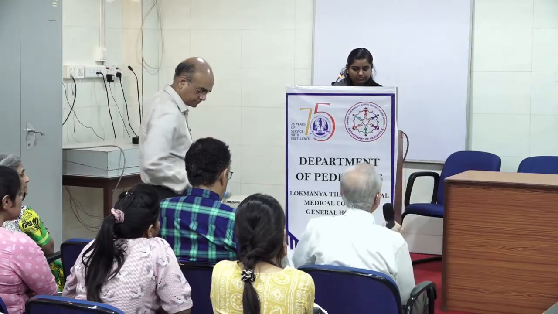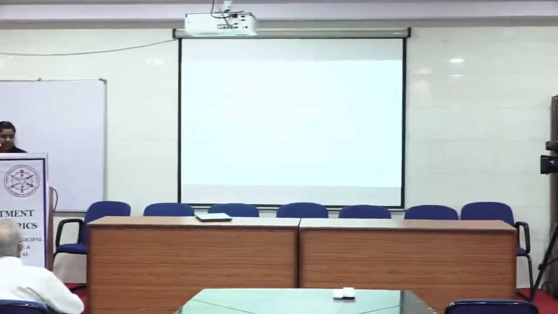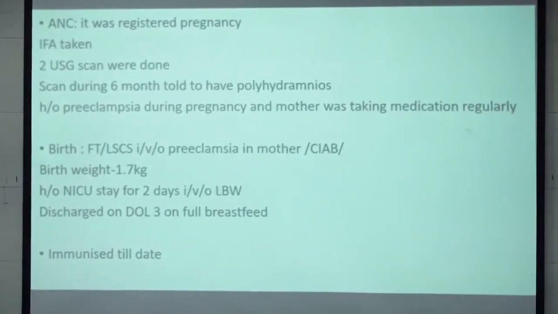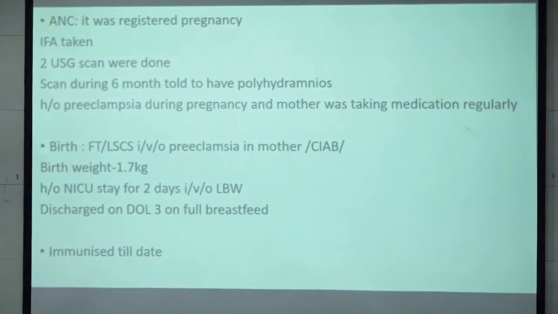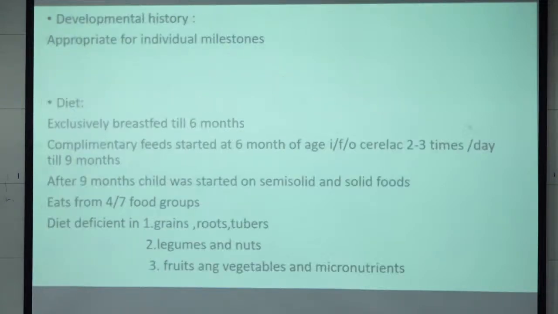Go on examination. So ANC, it was registered pregnancy, iron folic acid supplements taken. 2 USG scans were done. Scan during 6 months, told to have polyhydramnios. History of preeclampsia during pregnancy, and mother was taking medication regularly. Birth-wise, child is full-term. LSCS in view of preeclampsia in mother. Cried immediately after birth. Birth weight of 1.7 kg. History of NICU stay for 2 days in view of low birth weight. Child was discharged on day of life 3 and was on full breastfeed. Immunized till date. Developmentally appropriate for individual milestones.